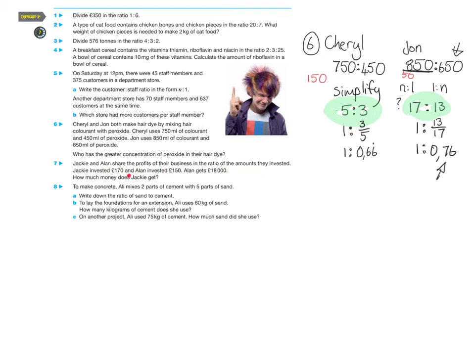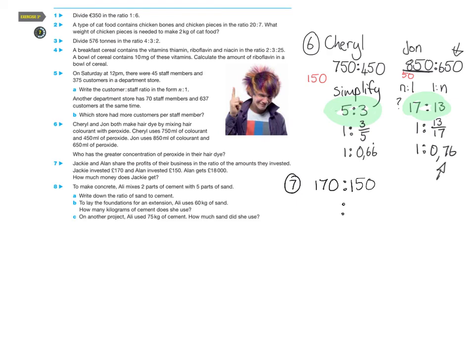The next question says, Jackie and Alan share the profits of their business in the ratio of the amounts they invested. Jackie invested that much and Alan invested that much. At the end of it, Alan gets that much. How much did Jackie get? I really like this way of writing down ratio calculations. So the first thing I'm going to do is write down the original amounts.